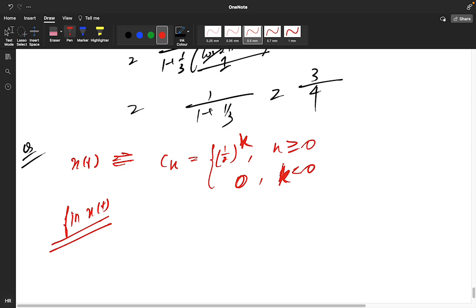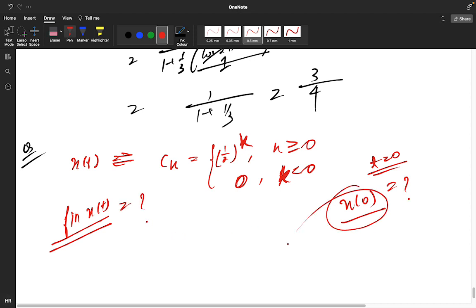So they said find the value of x of 0, which means you are putting t equals 0. First find the value of x of t, and what will be the value of x of 0? The answer for x of 0 is 2. Yeah, x of 0 is equal to 2, and now you have to tell me the value of x of t.